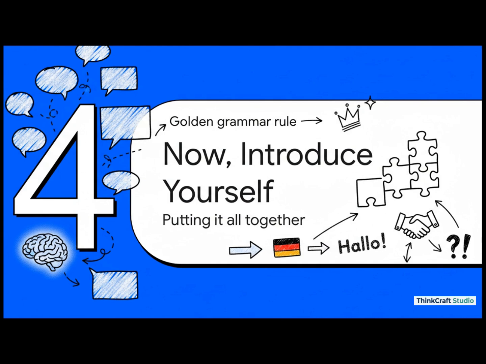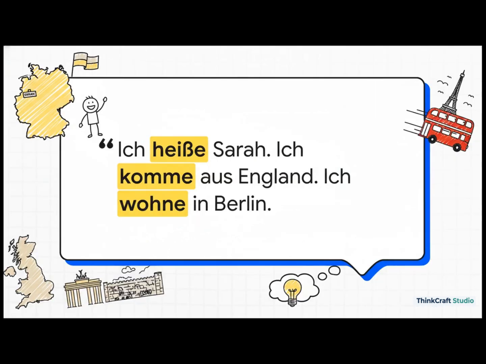Okay, deep breath. We've taken the conversation apart, we've learned the phrases, and we've even uncovered a golden grammar rule. Now it's time for the payoff. Let's put all of these pieces back together. Remember this from the beginning? Let's look at this conversation one more time. Ich heiße Sarah. Yep, you know exactly what that means now. Ich komme aus England. Got that one too. And when Tom says, ich wohne in Berlin, you know he means I live in Berlin. See? It's not so complicated anymore, is it? You can understand every single part of this introduction.